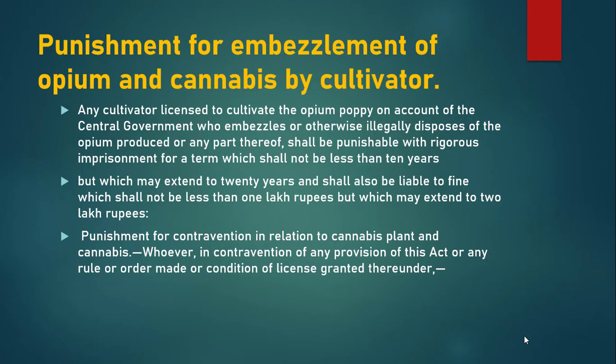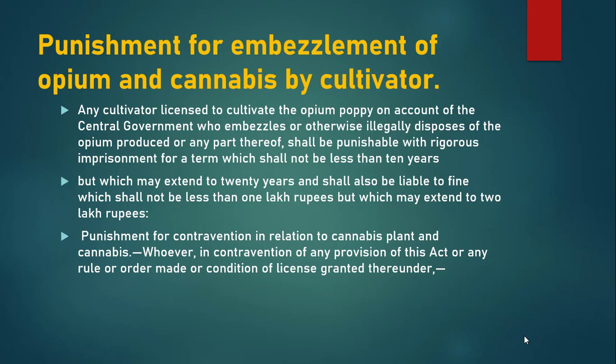Next we will see the punishment for embezzlement of opium and cannabis by a cultivator. That we are going to see in the second section of this chapter. Any cultivator licensed to cultivate the opium poppy on account of the central government who embezzles or otherwise illegally disposes of the opium produced, or any part thereof, shall be punishable with rigorous imprisonment for a term which shall not be less than 10 years.